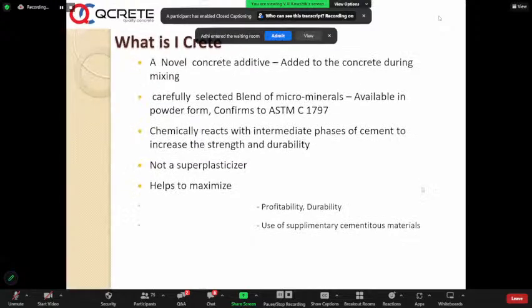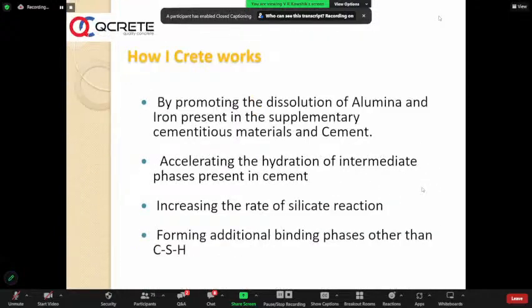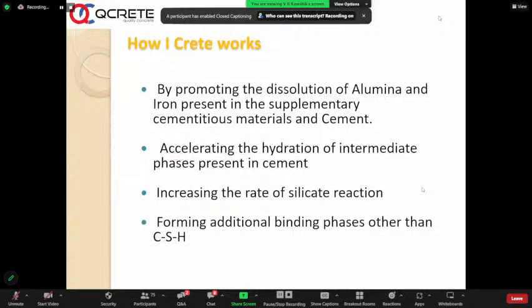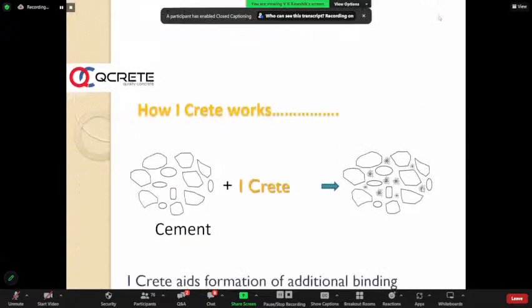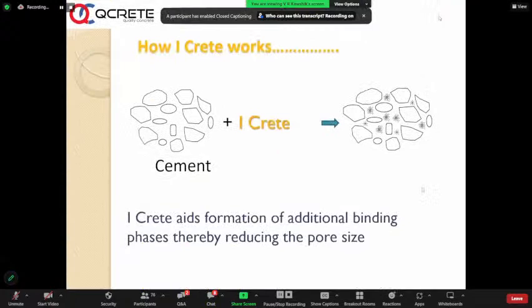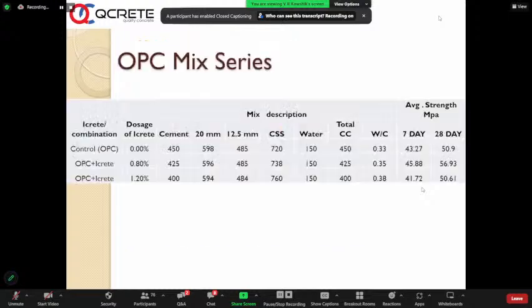It is a product which is a blend of microminerals and which conforms to ASTM C1797, and it is not a superplasticizer. It acts by promoting dissolution of alumina and iron present in the supplementary cementitious materials. It accelerates the hydration and increases the rate of silicate reaction, forming additional binding phases other than CSH. The materials produced fill up the capillary pores and reduce the pore size. Some of the examples we can see here.